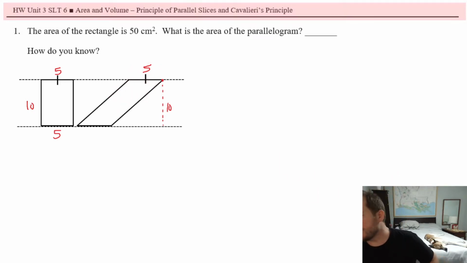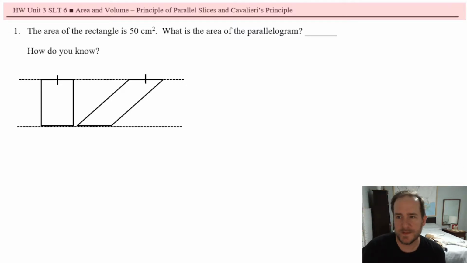Well, that's true. But there was another way we were supposed to get at this. We were supposed to use that thing, the principle of parallel slices. Why didn't that work? Okay, so the principle of parallel slices says that at any level here, I can take a slice. Take a little blue slice here, and then continue over to the parallelogram, take a slice at the same level.